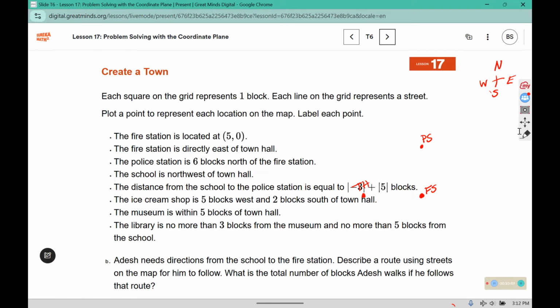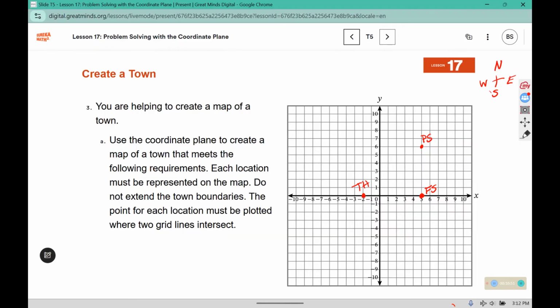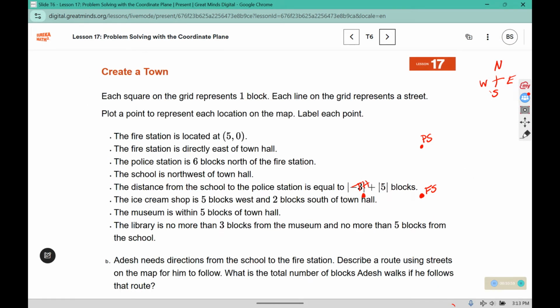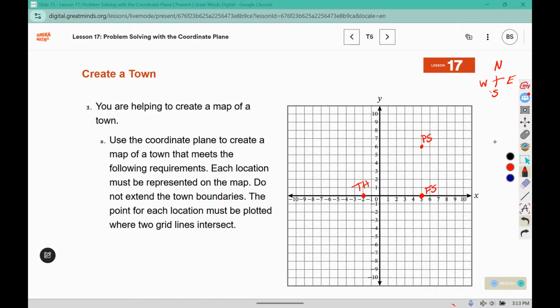The school is northwest of the town hall. So the school is north and west of the town hall. It doesn't give us specific units or blocks for the school. So we're just going to go north, so up, and west, left. And that is the school.